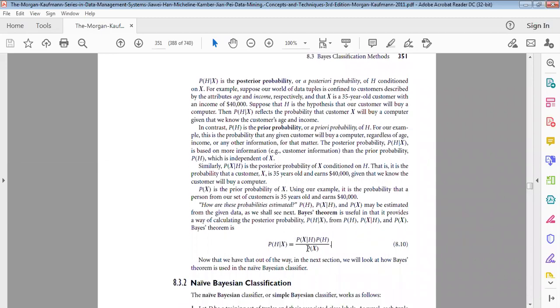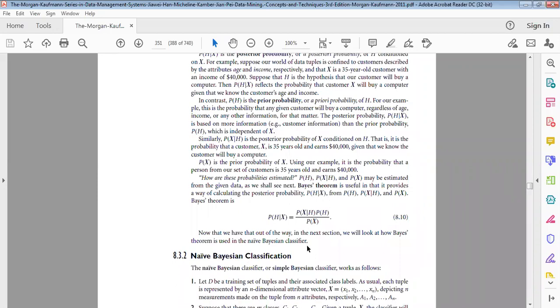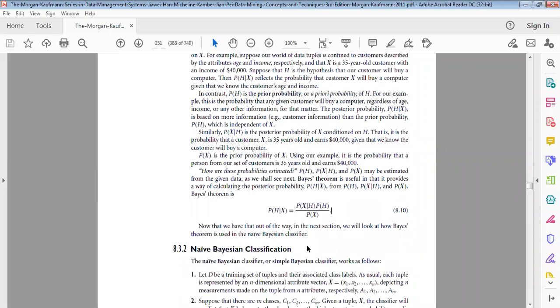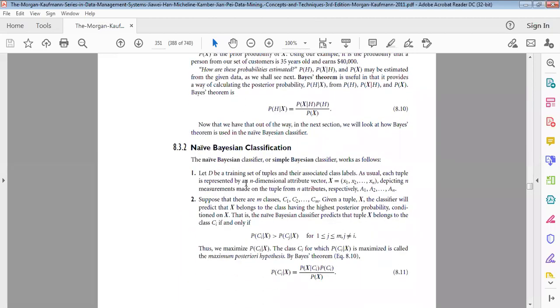Then Naive Bayesian classification. This is a classification type. Classifications are divided into two types: Naive Bayesian classification and rule based classification. The Naive Bayesian classification, or simply called the simple Bayesian classifier, works as follows. Generally, it works like this. Let D be the training set of tuples and their associated class labels. As usual, each tuple is represented by an n-dimensional attribute vector X equal to x1, x2, up to xn.